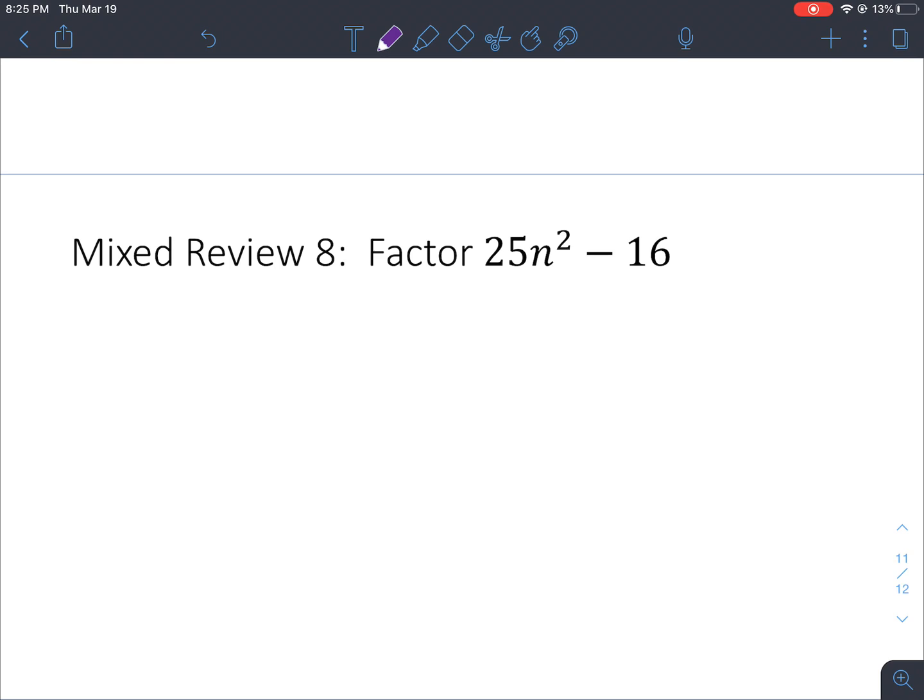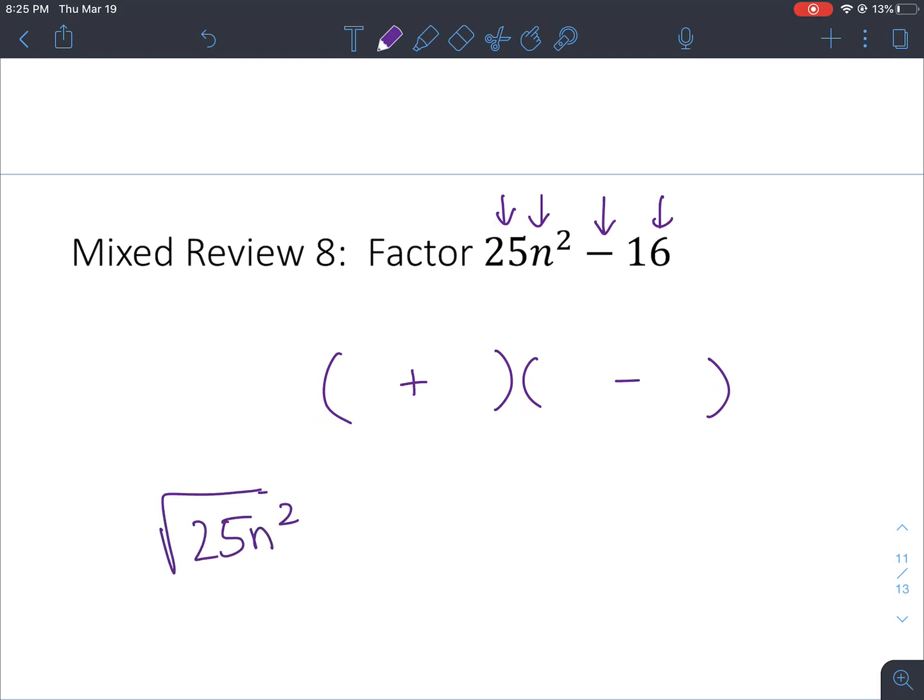Lastly, 25n squared minus 16. 2 terms, difference, 16 is a perfect square, 25 is a perfect square, and then n squared is obviously a perfect square. So this is another difference of squares. I can fill in that plus and minus right away.